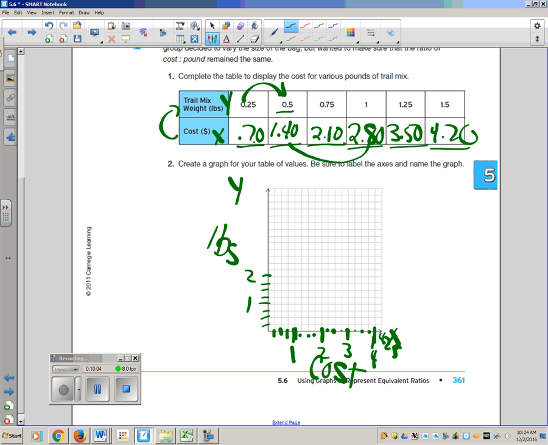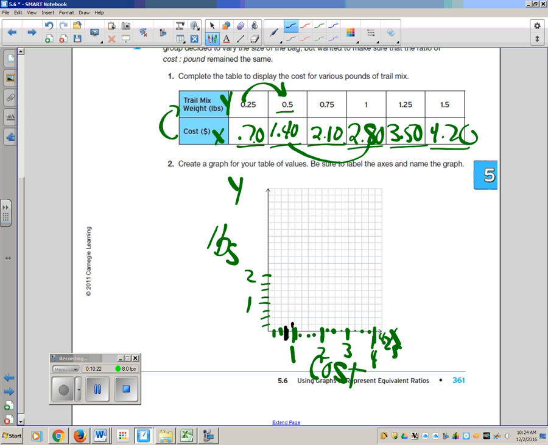Now let's try and graph this on this tiny little grid. My first cost is 70 cents. This is 75 right here, so I got to be a little bit left of it. Over 70, excuse me, and then up 25. It's going to be right there.